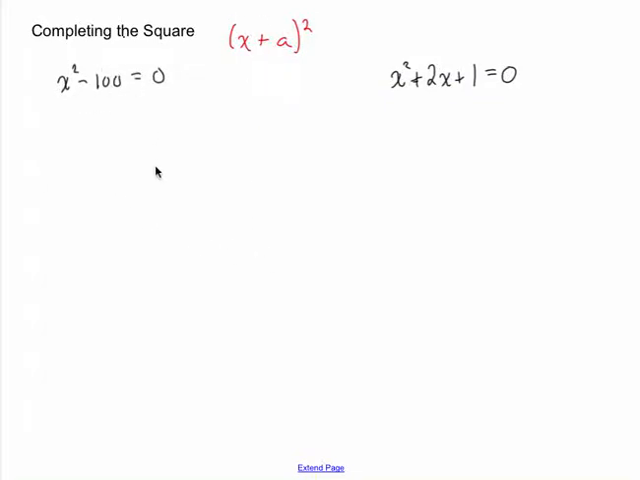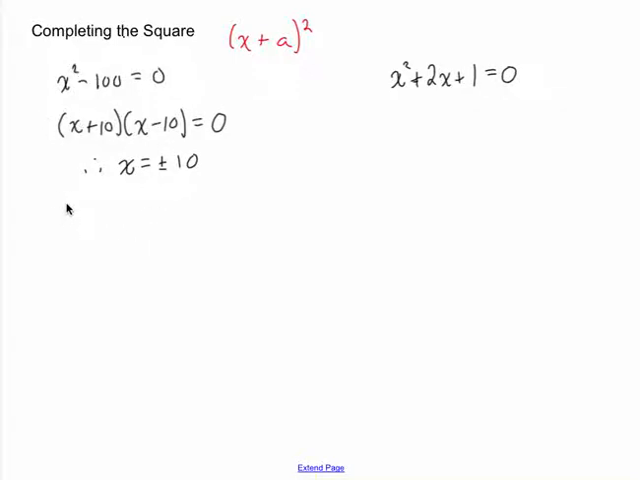So here's our first example. x squared minus 100 equals 0. Now, one thing you can do is factor this by decomposition. And if you did that, you would end up with this. And from that, you would then determine that x is equal to plus or minus 10, and you would be done. This would be one way of solving it.